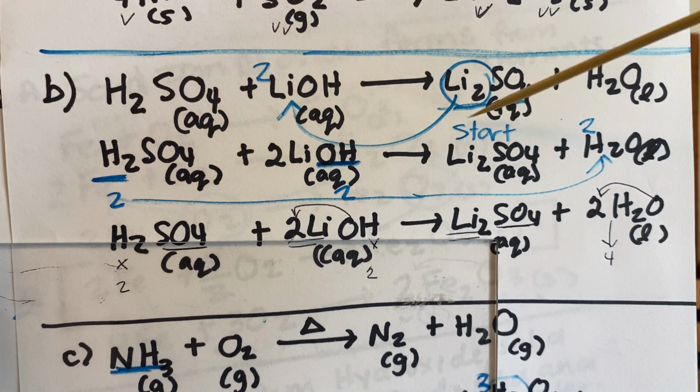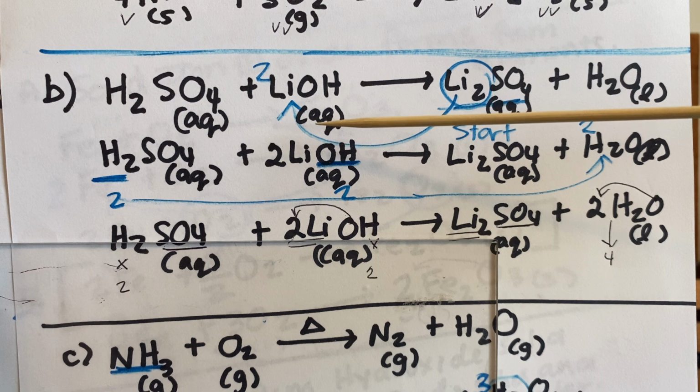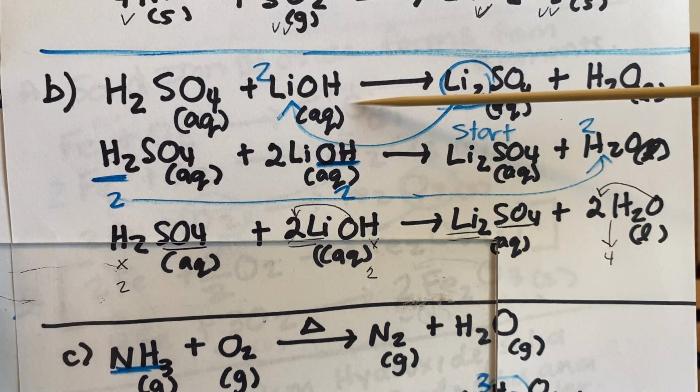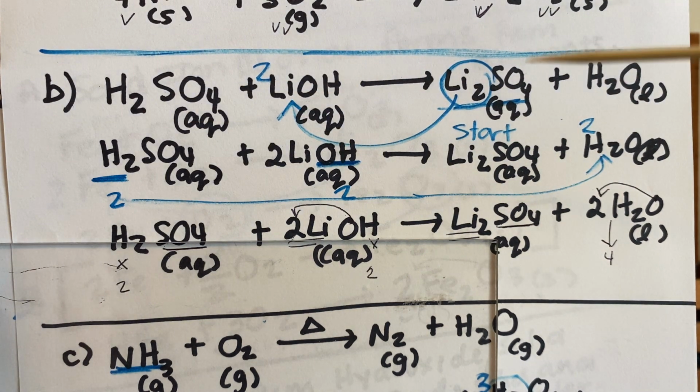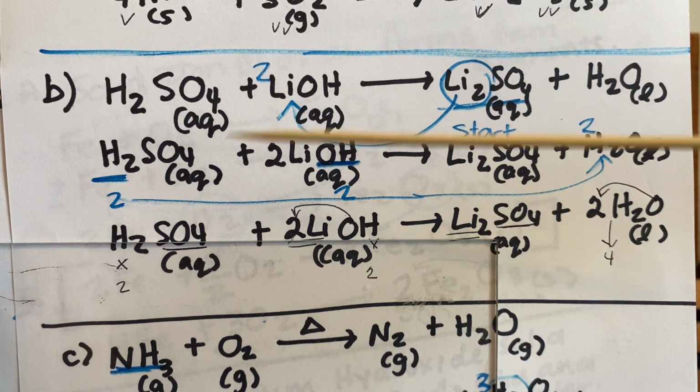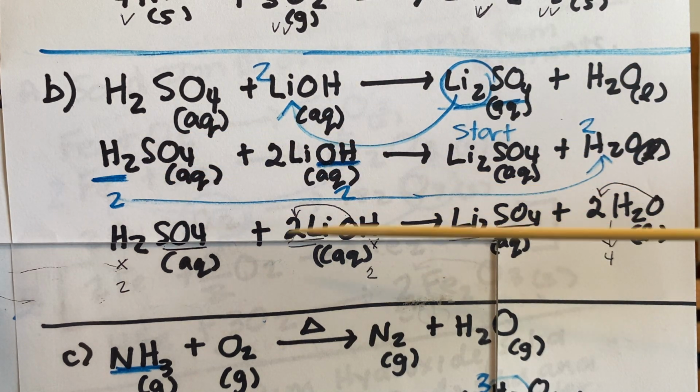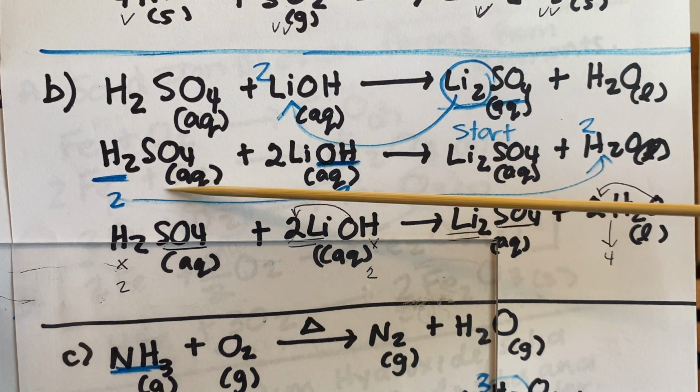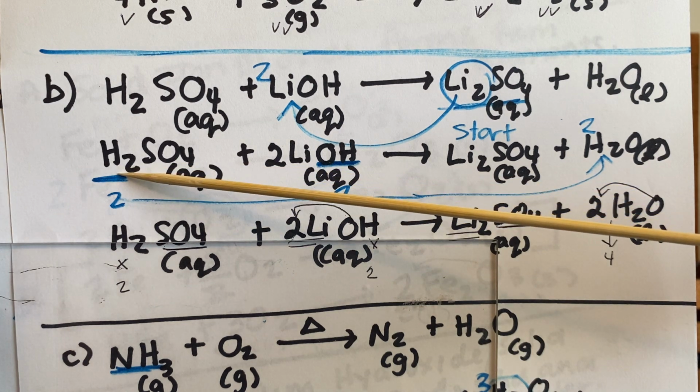Okay, so now we know this happens. You're given all this, and so make sure you put down the aqueous and liquid labels. Make sure that all these little symbols in parentheses tell you what we're dealing with. So now we start here. I started here with the hydrogen sulfate. So I look at the hydrogen.